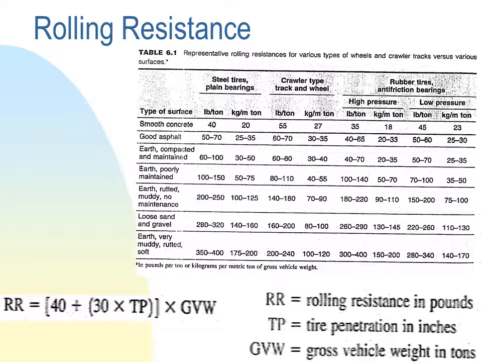This is a formula that could represent this relationship. It's relating the tire penetration to the rolling resistance and the gross vehicle weight. However, you should not memorize this. This is an empirical formula, but you should understand that the rolling resistance is directly proportional to the gross vehicle weight, and of course directly proportional to the tire penetration itself, which is affected by the type of the surface.